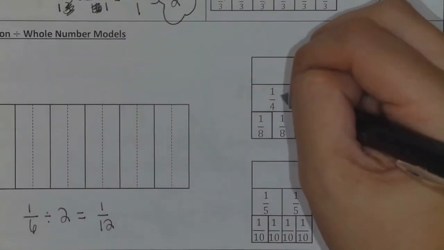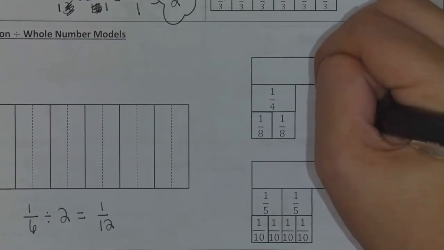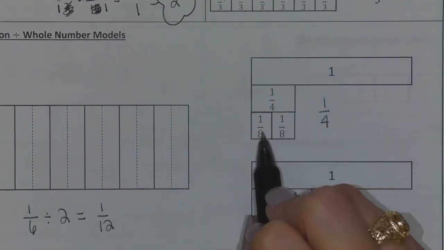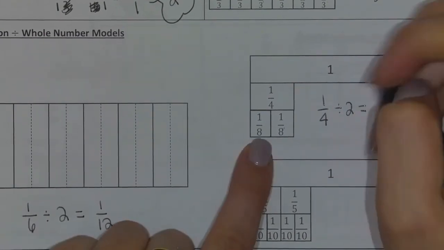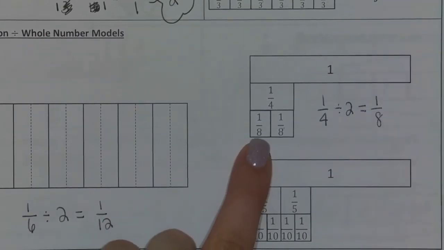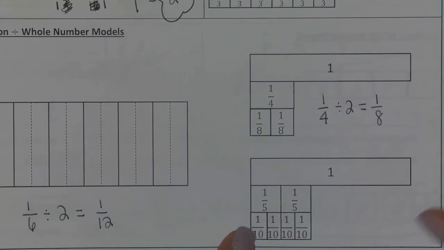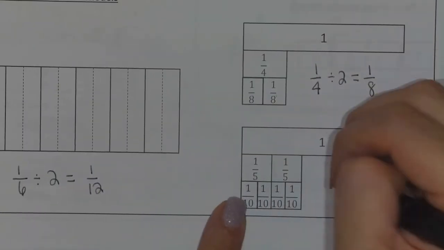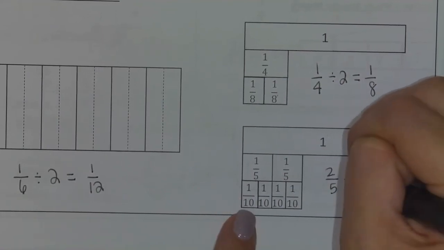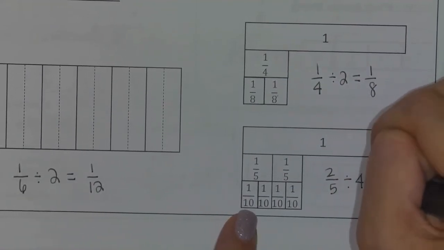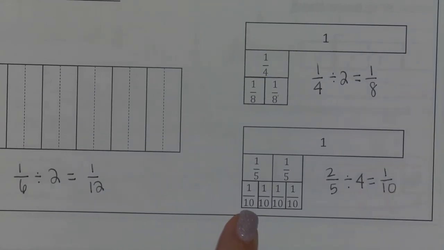This one right here, I'm going to start with the fraction that's on top. So this will be 1/4. How many pieces I've broken it up into, which would be 2 pieces. And then those pieces are each worth 1/8. Our very last one here, I have 2/5. I've broken it up into 4 pieces, and each of those pieces is worth 1/10.